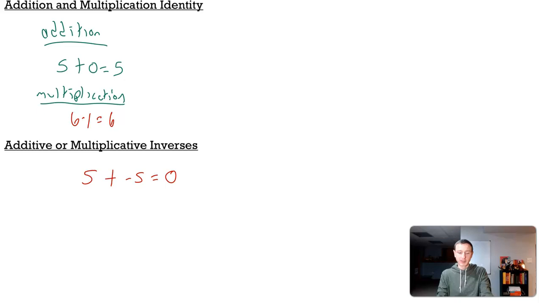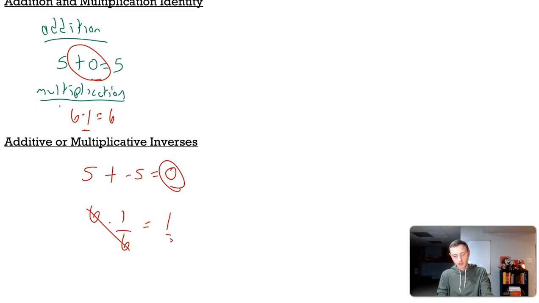And then the multiplicative inverse: if I have the number 6, so staying with 5s and 6s, what would I multiply 6 by to get to 1? You see how these are related. The addition identity was 5 plus 0, and the additive inverse was getting to 0. The multiplication identity was 6 times 1. The multiplicative inverse is getting back to 1. So these are intertwined. What we want to multiply 6 by is 1 over 6, the reciprocal, because 6 divided by 6 is 1. So you get back to 1.